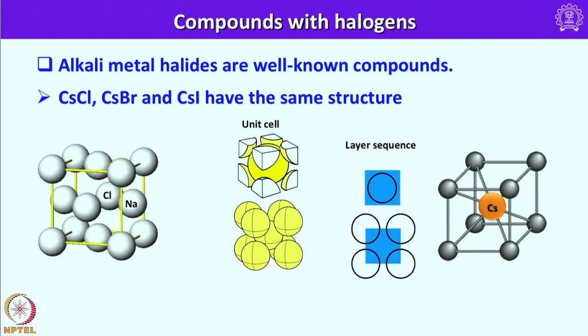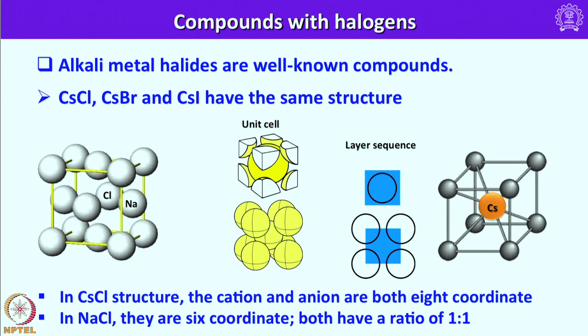And here cesium chloride, cesium bromide and cesium iodide have the same structure, whereas sodium chloride has a different structure. The structure of sodium chloride is face-centered cubic, whereas that of cesium chloride, cesium bromide and cesium iodide is body-centered cubic, BCC. And in the cesium chloride structure, the cation and anion are both 8 coordinate, that you can see from this one here. Cesium is 8 coordinated. Similarly, if I continue this lattice, these halides are also 8 coordinated, having 8 adjacent alkali metal ions. Whereas in the case of sodium chloride, both chlorine as well as sodium are 6 coordinate, having a ratio of 1:1, that you can see from the structure here. Both are octahedrally surrounded by the opposite ions. So chlorine is surrounded by 6 sodium ions, and each sodium is surrounded by 6 chloride ions.